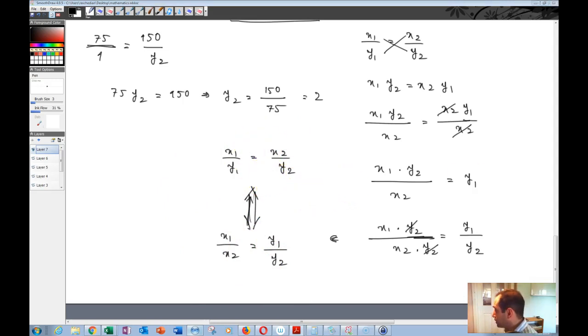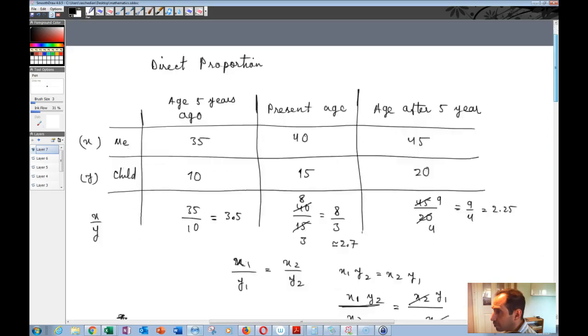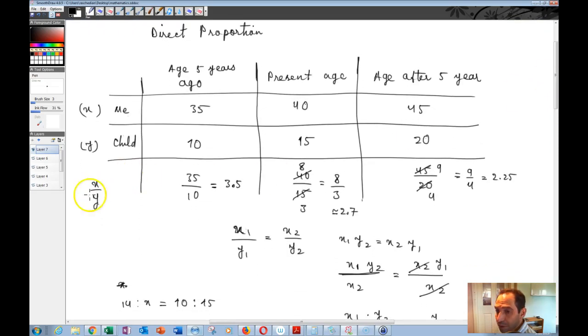So that's basically an example. The whole idea behind it is basically direct proportion. Okay, now let's go and see a little bit about inverse proportion as well.